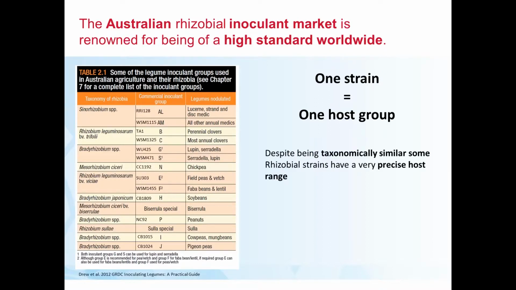I also wanted to mention that sometimes you have very similar bacteria that can't cross-nodulate. A good example is the chickpea and biserrula strains. The biserrula strain can't nodulate chickpea and vice versa. So there are some very cool, specific interactions going on.